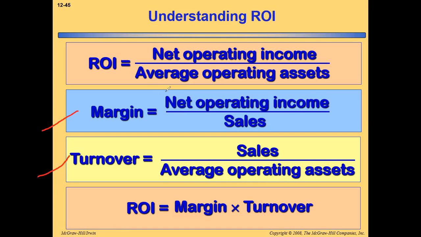Margin means net operating income divided by sales. Net operating income divided by sales, we call it a margin. This is the gross profit rate or margin rate. And turnover, we calculate by sales divided by average operating asset. That is what we call turnover. And if we multiply margin into turnover, then we'll get the ROI.